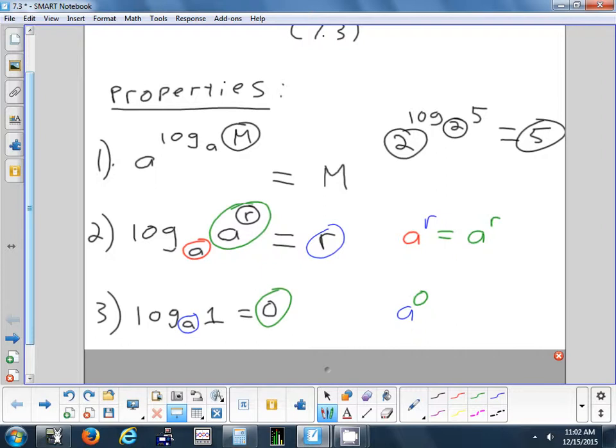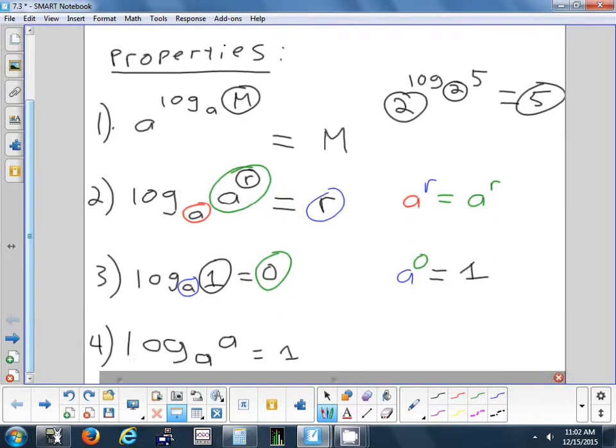Okay, and Alex, what's the only thing I haven't used? 1. Yeah, the 1. So all this rule is saying is if you take anything and raise it to the 0 power, you get 1. That's a very basic rule from algebra 1. Anything to the 0 power is 1. The only thing we did is we wrote it as a log rule. This is how you probably saw it in algebra 1 on the right-hand side.